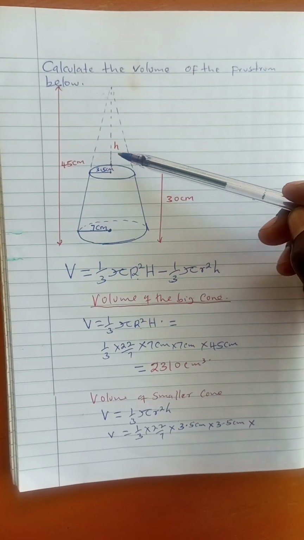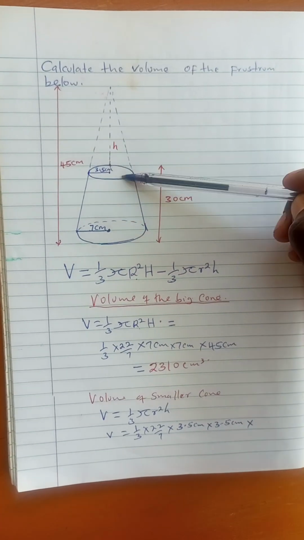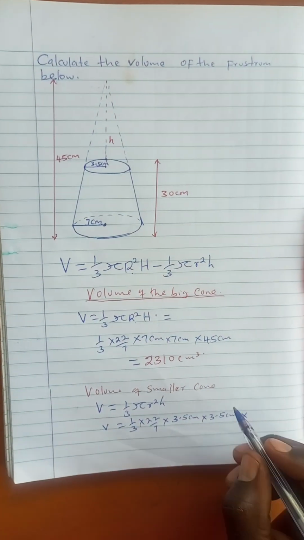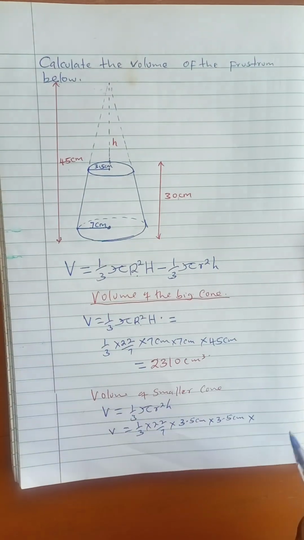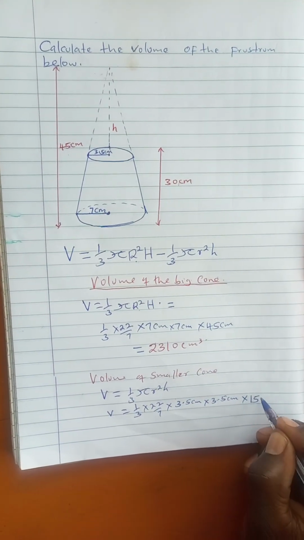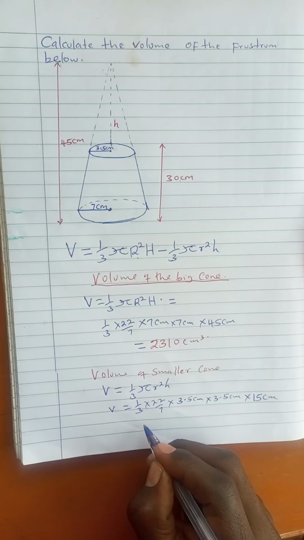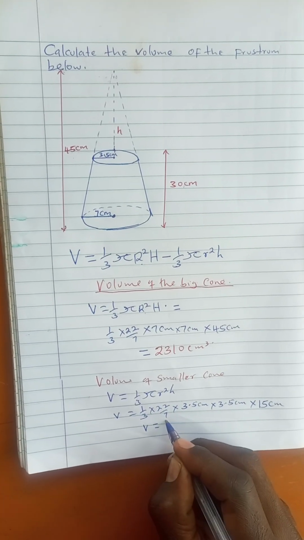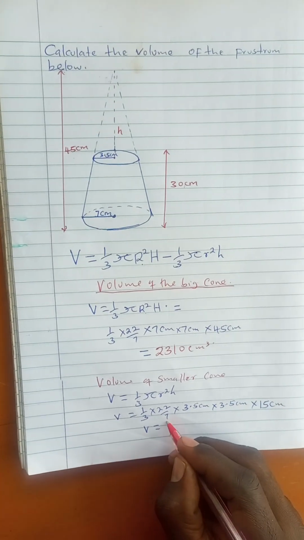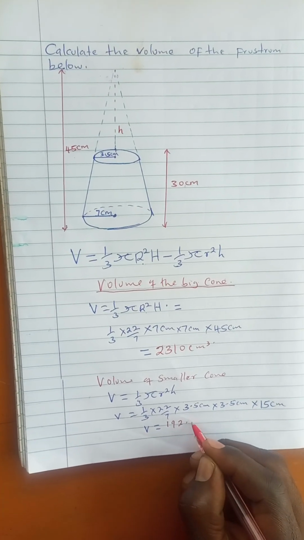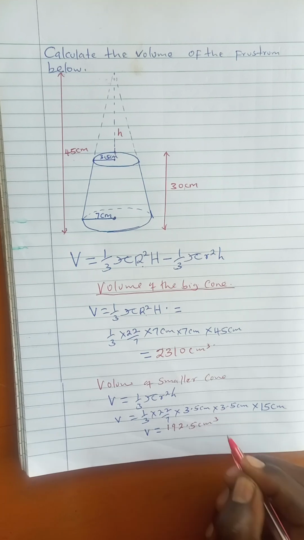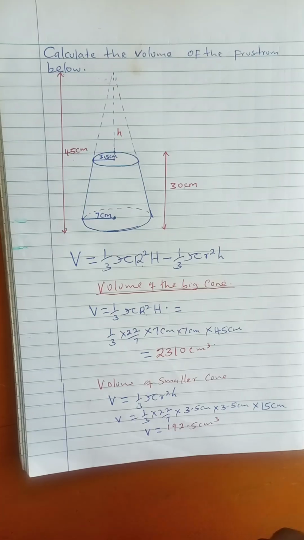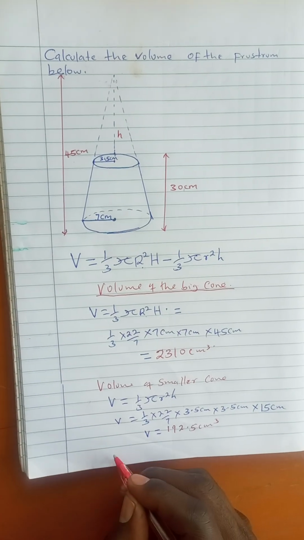That means for us to get the height of the small cone, we do 45 minus 30 centimeters, and we get 15 centimeters. When we do the calculation, we find the volume of the smaller cone to be 192.5 cubic centimeters.